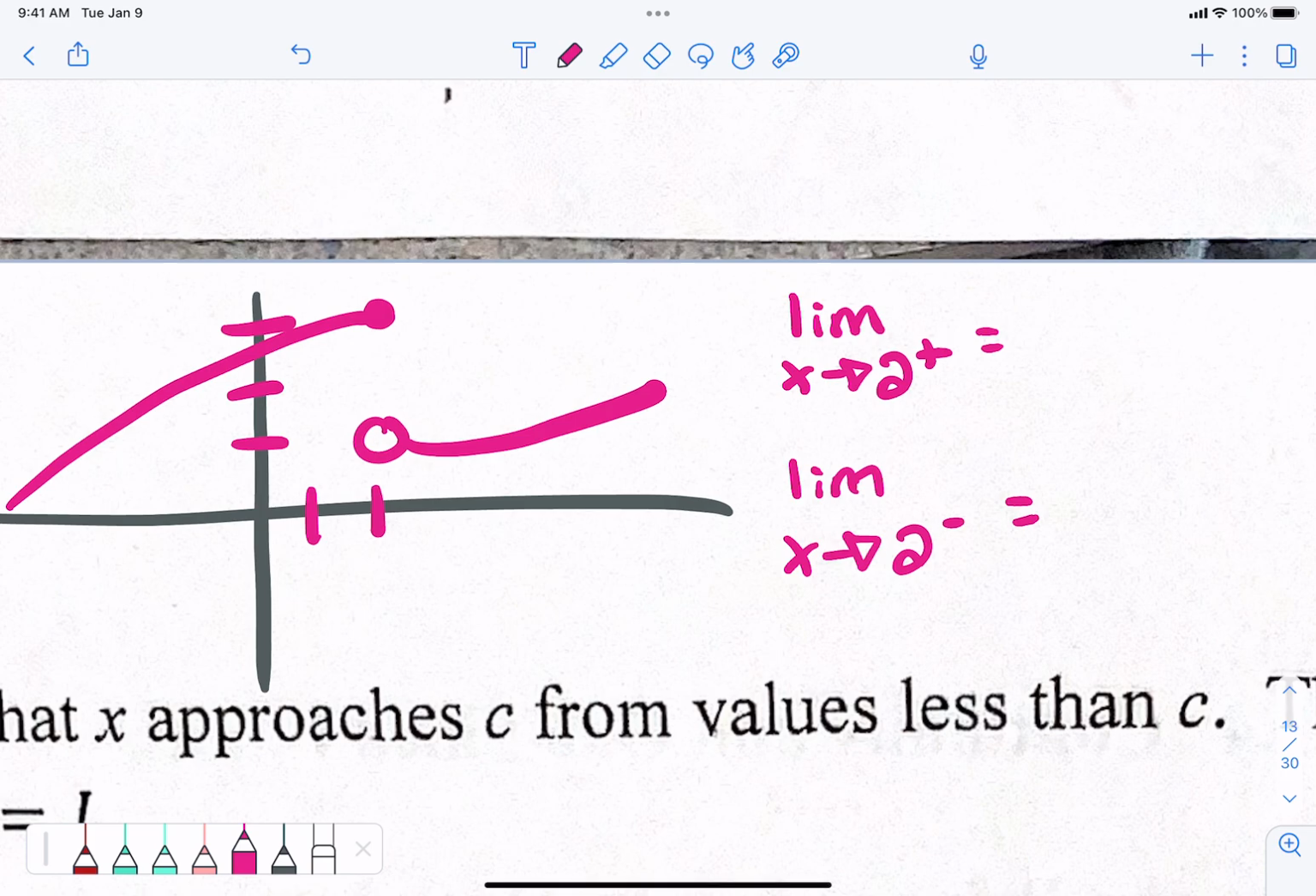2 plus means coming in on the right side. So on the right side of the graph, that's going to follow along this loop. What should that y coordinate be coming on the right side? 1. Yeah. Coming in 2 minus on the left side, that y coordinate should be 3.